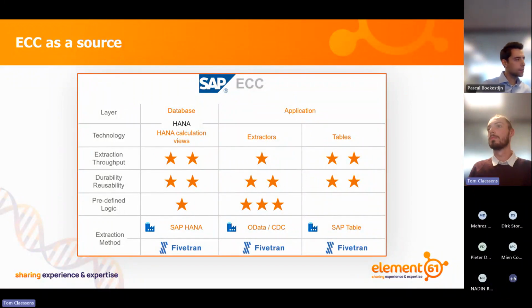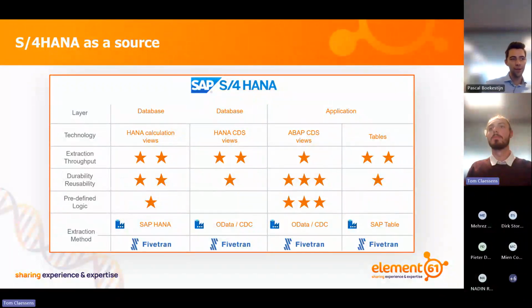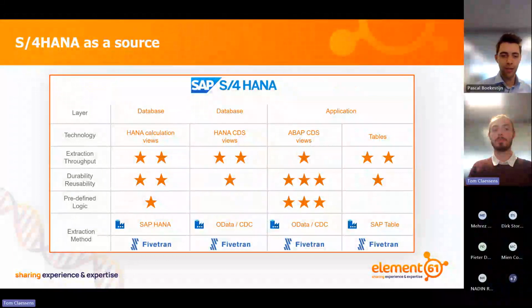If we look at S4, then we see that we have some more options available. We still have the calculation views, of course, with the very nice throughput. We also have CDS views. The HANA CDS views is not really something that we actually use a lot, but for completion, we have added it to this slide. And then we're actually comparing the ABAP CDS views, and then usually also comparing this to the tables.